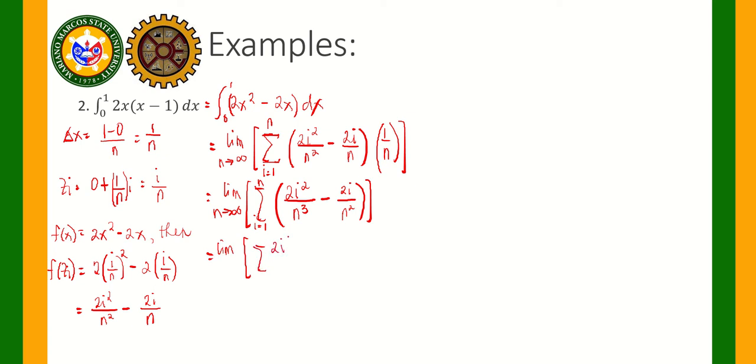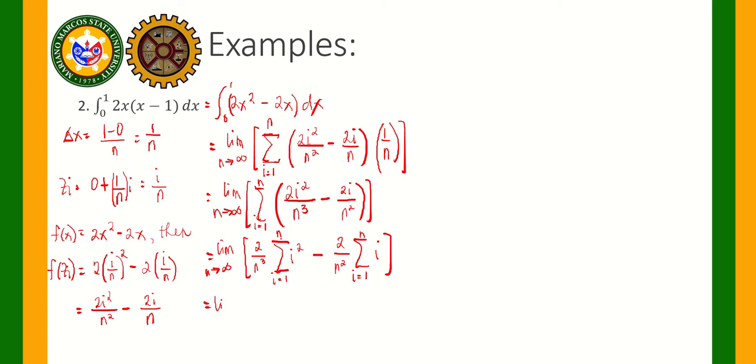summation of 2i squared. Isolate na natin si constant. So, that will be equal to 2 over n cubed times the summation of i squared, where i is from 1 to n. And then minus, isolate ulit natin si constant, that is 2 over n squared, multiplied by summation of i, where i is from 1 to n. Of course, limit of this function as n approaches infinity.